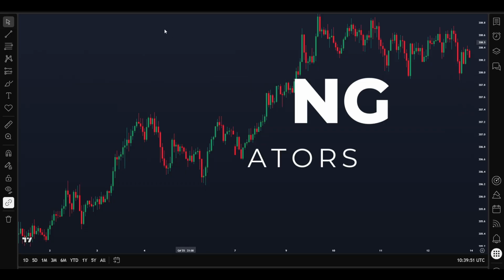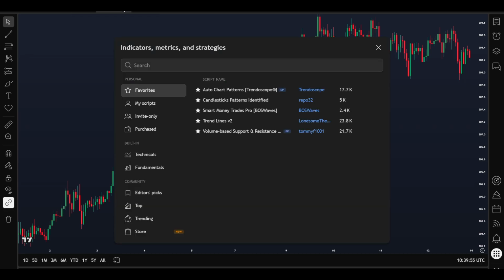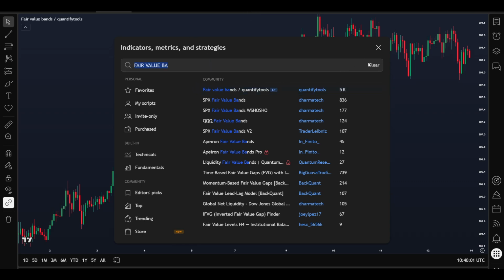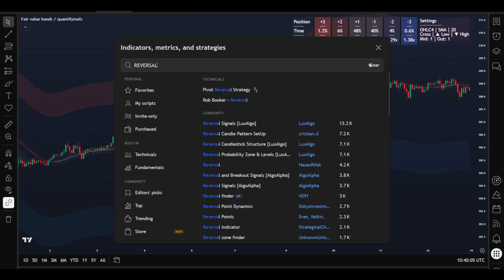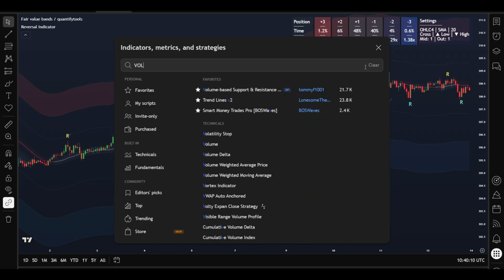Adding indicators. Open indicators on TradingView. Add fair value bands by Quantify tools. Add reversal indicator by Strategical charts. Add volume built in under technicals.